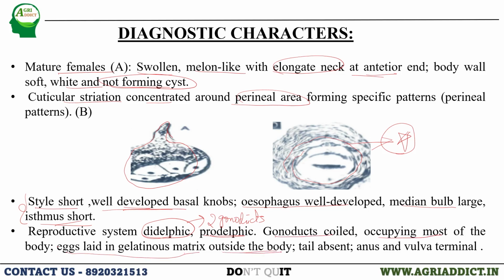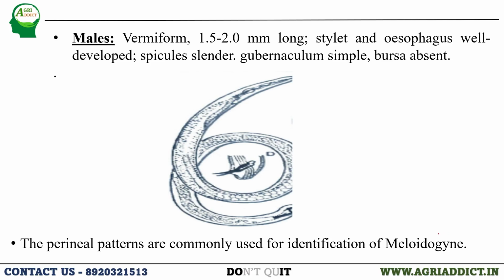This is also an important point. For the eggs which are laid by the nematode, this gelatinous matrix is secreted from the rectal glands. Tail will be absent, anus and vulva will be terminal. These are the characteristics of the mature female.